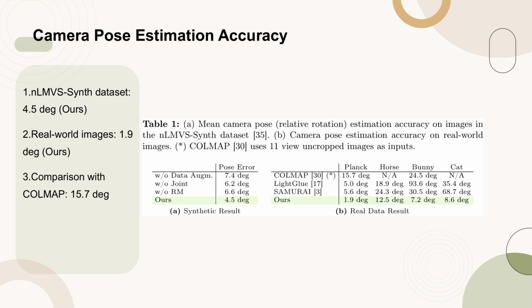Table 1 presents the accuracy of camera pose estimation, specifically the relative rotation, across different datasets and methods. Part A shows the mean accuracy on synthetic images from the NLM-VSynth dataset, where our method achieves a pose error of 4.5 degrees. Part B compares the accuracy on real-world images, with our method achieving a significantly lower error of 1.9 degrees compared to other methods like CalMap, which has an error of 15.7 degrees. These results highlight the effectiveness of our approach in accurately estimating camera poses from both synthetic and real-world images.